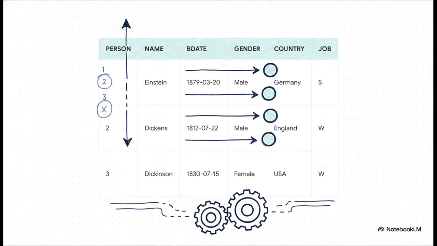Let's look at some actual data to see how this works. Imagine a table called Person. You've got vertical columns for things like name, birth date, and gender. And then you have horizontal rows representing specific people, like Einstein or Dickens. Now, here is a crucial rule for relational databases. Rows do not have names, and their position isn't fixed. They are identified strictly by their contents. So we never say, go to row 2. Instead, we tell the computer, find the row where name is Dickens. The data itself is the identifier.